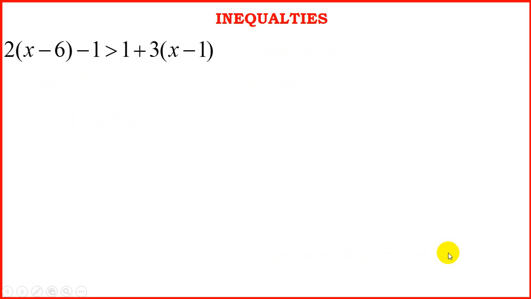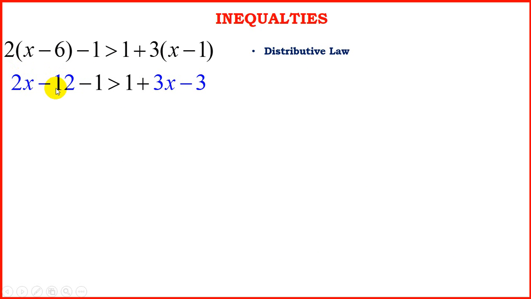We look at another problem, and this time we have 2 in brackets x minus 6, minus 1, is greater than 1 plus 3 into x minus 1. The first thing we're going to do is, just as we did previously, apply the distributive law. If we apply the distributive law to 2 into x minus 6, we would end up with 2x minus 12. You'll notice I brought down the negative 1, which is greater than, I brought down the 1. And now we're multiplying 3 into the bracket. 3 times x is 3x, 3 times minus 1 is minus 3.